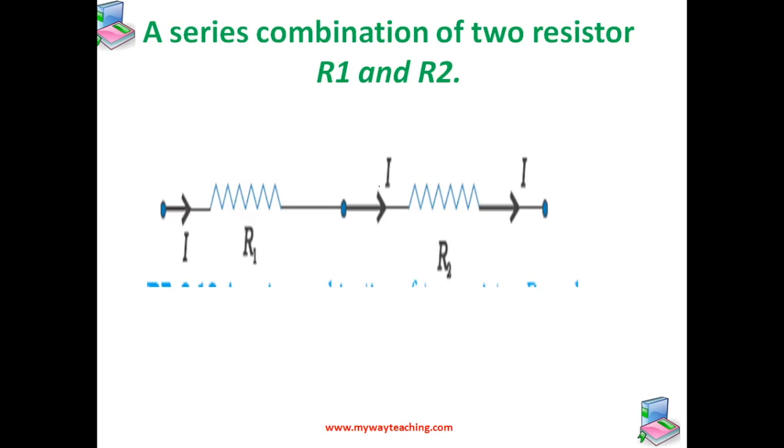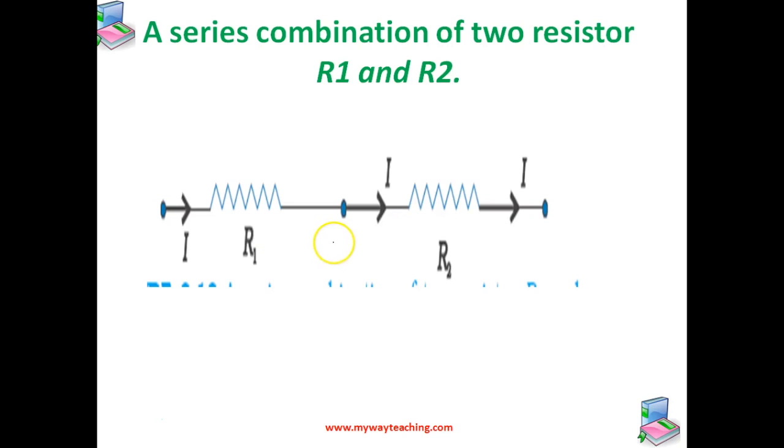Consider a series combination of two resistors R1 and R2. Two resistors are said to be in series only when they are connected end-to-end. As you can see, to the end of R1, R2 is connected. So when they are connected end-to-end, we say that these two resistors are connected in series.